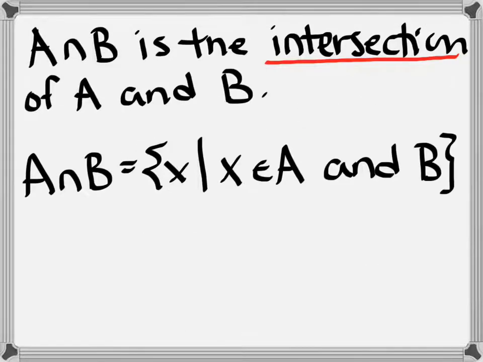The next operation is called the intersection. If we have two sets, it would be a natural thing to say what do they have in common, and that's the idea of an intersection. The intersection is denoted by an upside down U, and so we say that A intersect B is the set of all elements X, so that X is in A and in B.